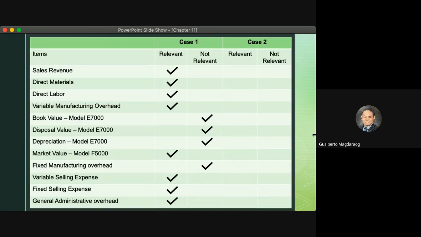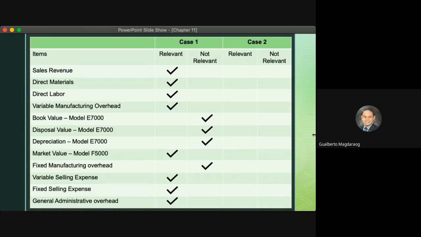Okay, case 2. In case 2, let me read the case. The old model E7000 machine is not the company's constraint, but management is considering replacing it with a new model F5000 machine because of the potential savings in direct material cost with the new machine. The model E7000 machine would be sold. This change will have no effect on production or sales other than some savings in direct material costs due to less waste. Okay. So, this situation is different.